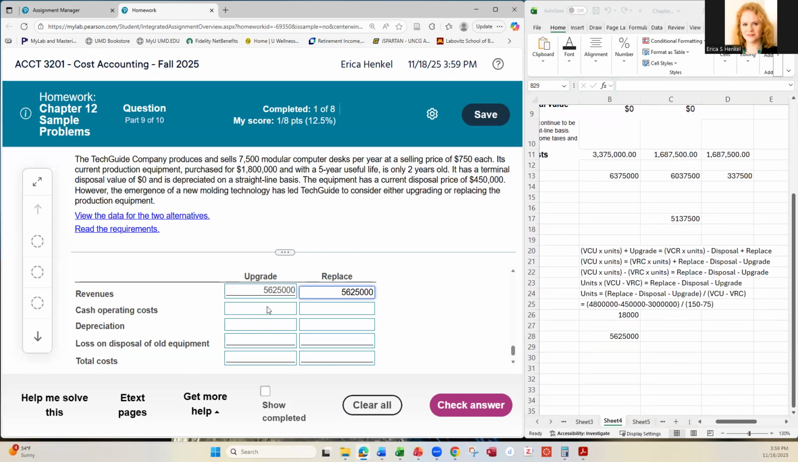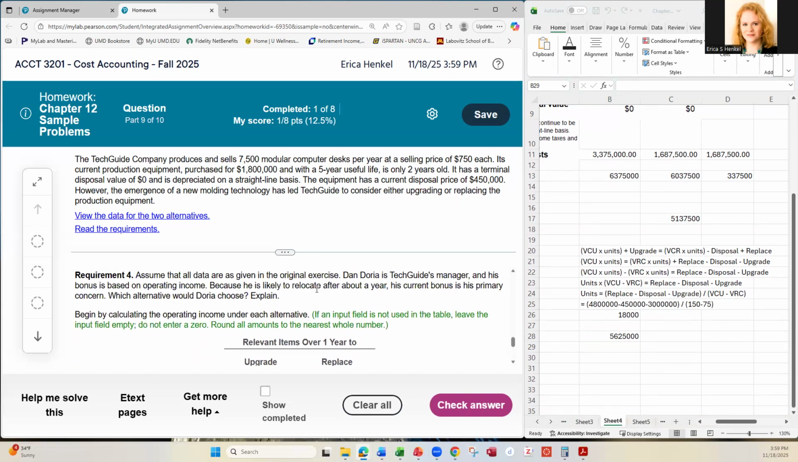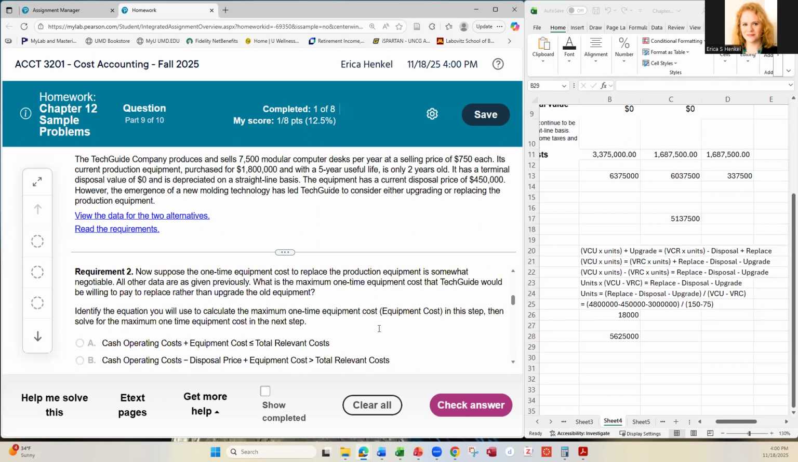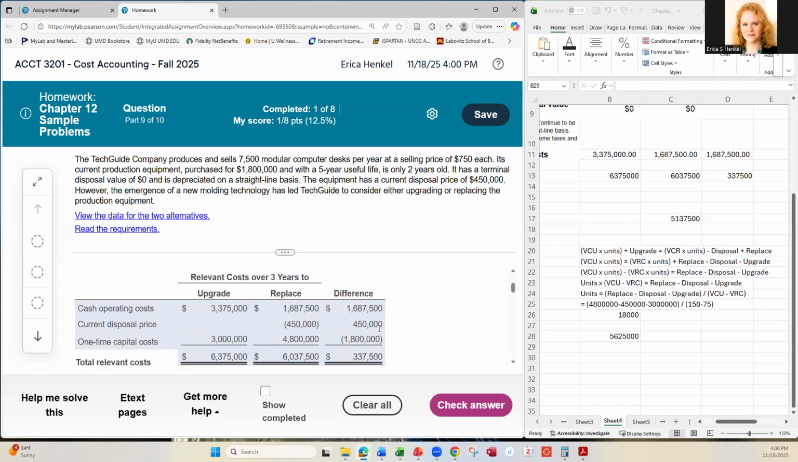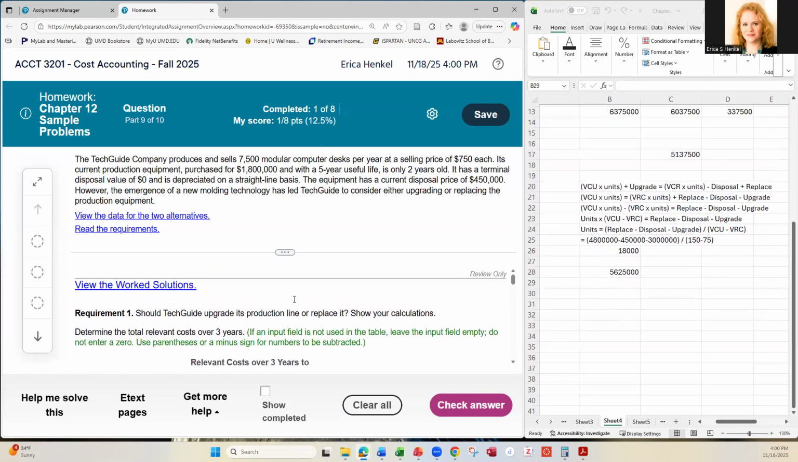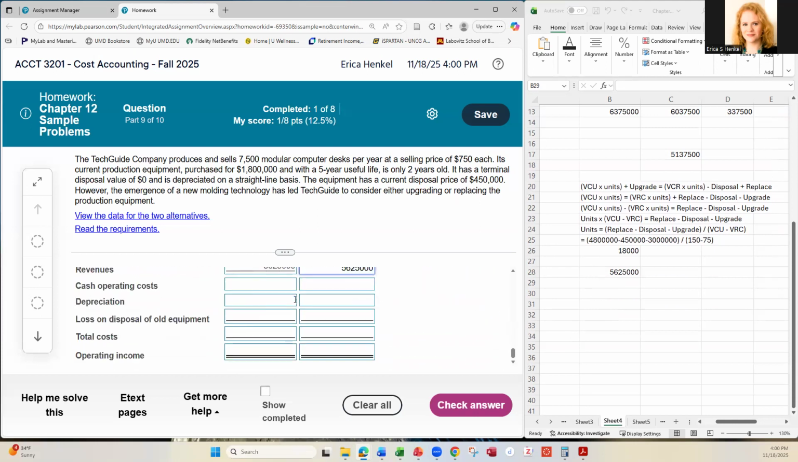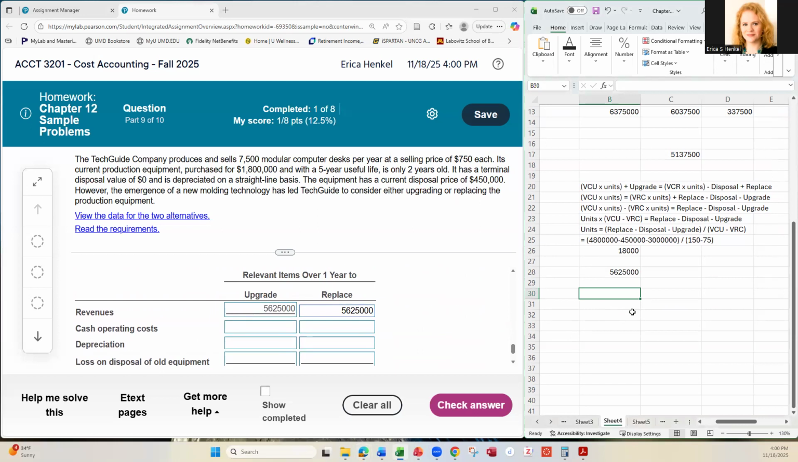Then we're plugging in the cash operating costs here. Dan Doria is Tech Guide's manager, and his bonus is based on operating income because he's likely to relocate after about a year. His current bonus is his primary concern. So which one is he going to choose? Scrolling up, cash operating costs are going to be calculated based on our 7,500 units.